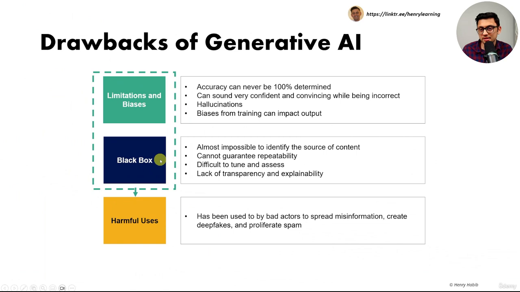The other thing is limitations and bias. There's definitely lots of limitations around accuracy for these deep learning generative AI models. They can sound very confident, but be very, very wrong. And they're only as good as their training data. If the training data is biased, then generative AI outcomes and outputs will also be biased. This all leads to harmful uses of generative AI, things that bad actors can use to spread misinformation, even things like creating deepfakes and proliferating scams.